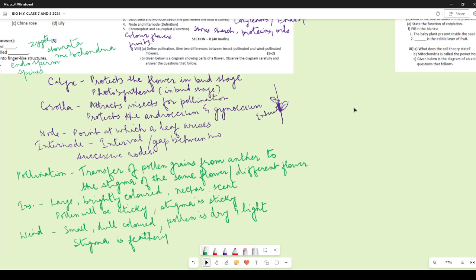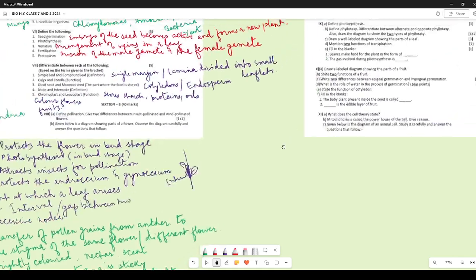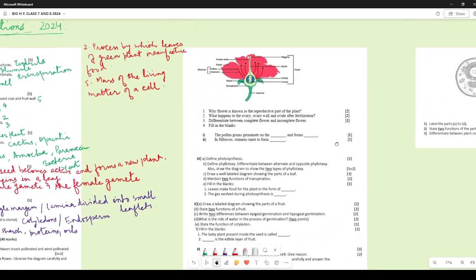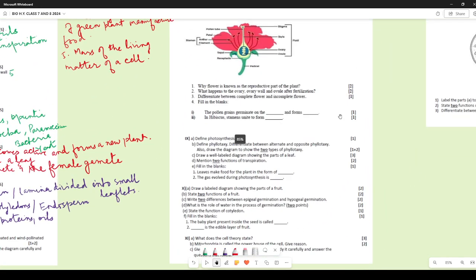Given below is a diagram showing parts of a flower. So let us move on to the diagram now and let us check out the questions related over here. Alright.